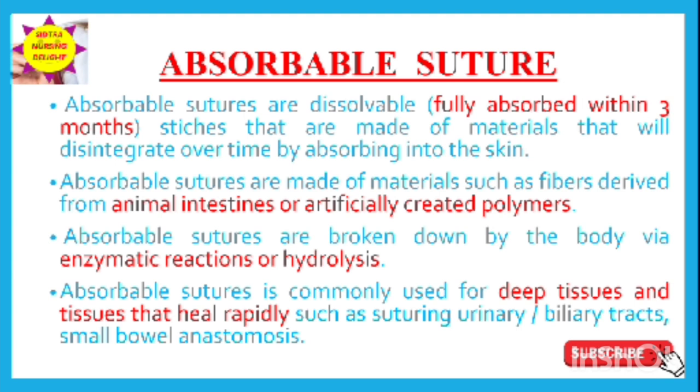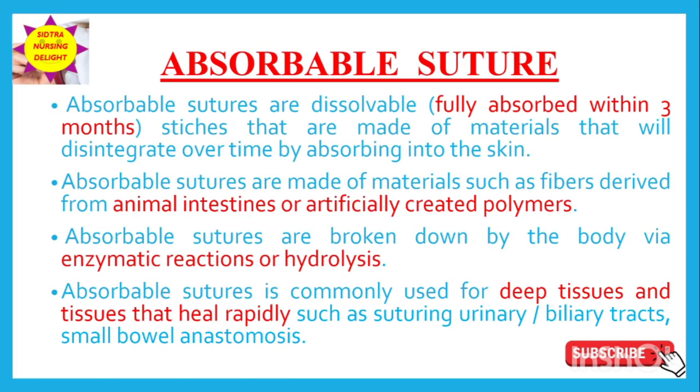Absorbable sutures are made of material such as fibers derived from animal intestine or artificially created polymers. From animals like goats or sheep, the submucosal layer of the intestine contains collagen fibers, and those fibers are collected to form absorbable sutures. The artificially created polymers are fully absorbable by the skin. Then, absorbable sutures are broken down by the body via enzymatic reaction or hydrolysis.